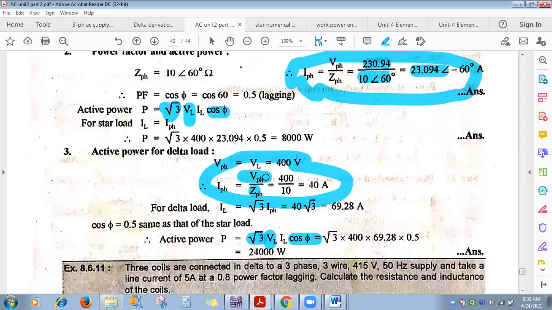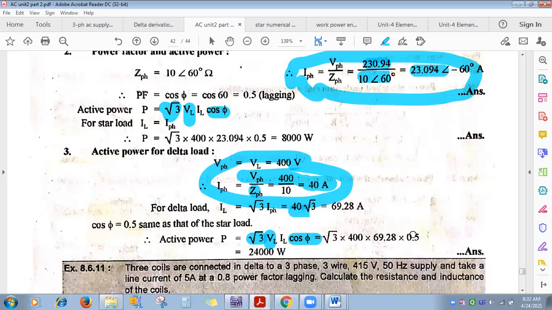But in delta, what is happening? VL is equal to VPH. You are going to switch on 400 volt. And how much is applied across every phase of the load? The full voltage, 400 volt. And that's why here IPH is more. So IL is more compared with star. And that's why power consumption is more.